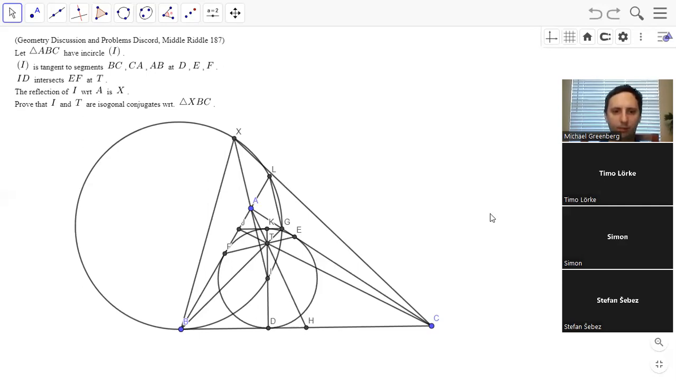Okay, so we want to show BIGX is cyclic. So, and then Timo, you're saying if it is cyclic, then GL is parallel to IX. Yes, because then, or we want to prove that there are these two equal angles. Angle IBG should be equal to angle LBX, and therefore XL should be equal to GI. Okay. Yeah, that would basically be, yeah, because we want to show they're isogonal. That makes sense. Okay.